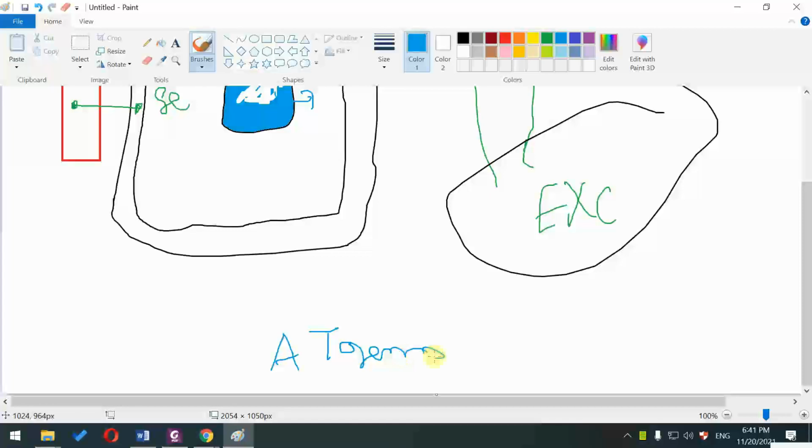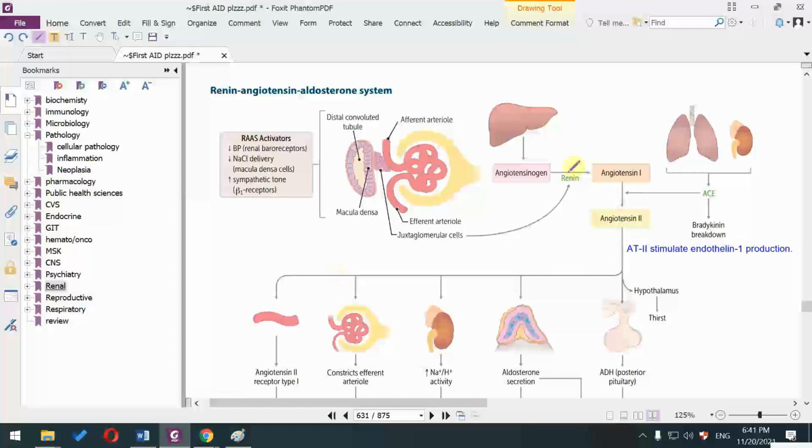Angiotensinogenase, okay? Angiotensinogenase is the same thing as renin. Angiotensinogenase is same as renin. Make a note about this. If someone gets it, you know it, guys. I told it for you.